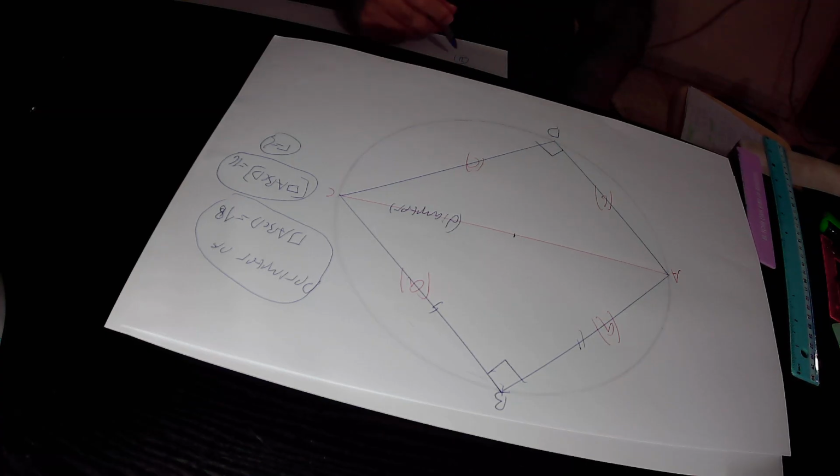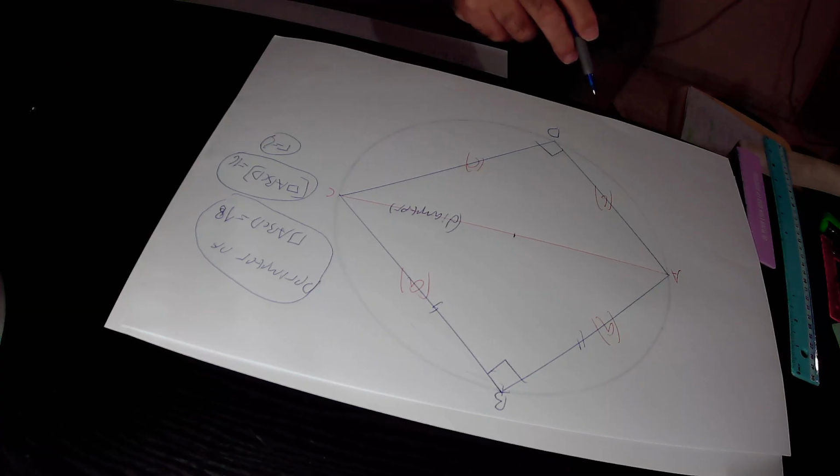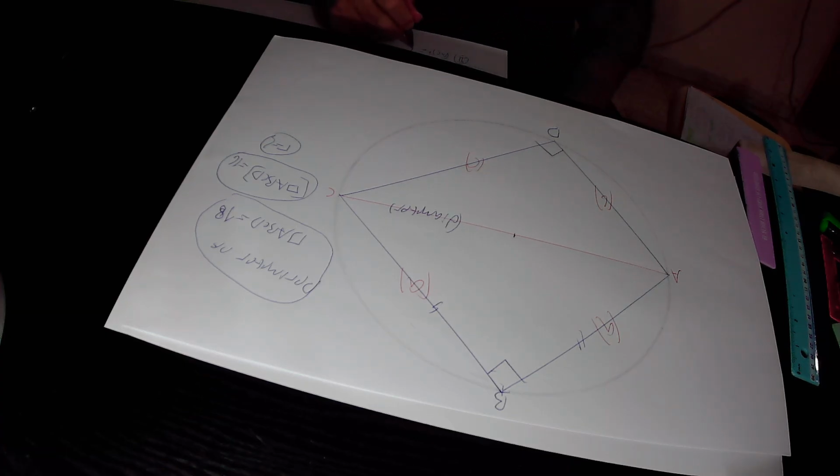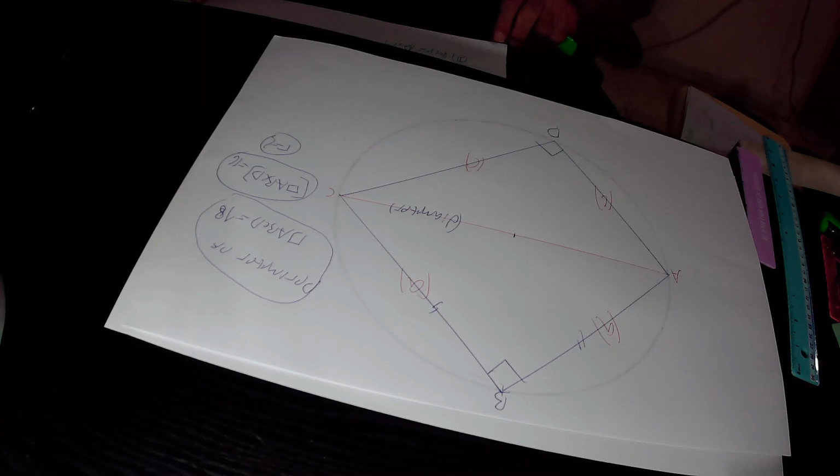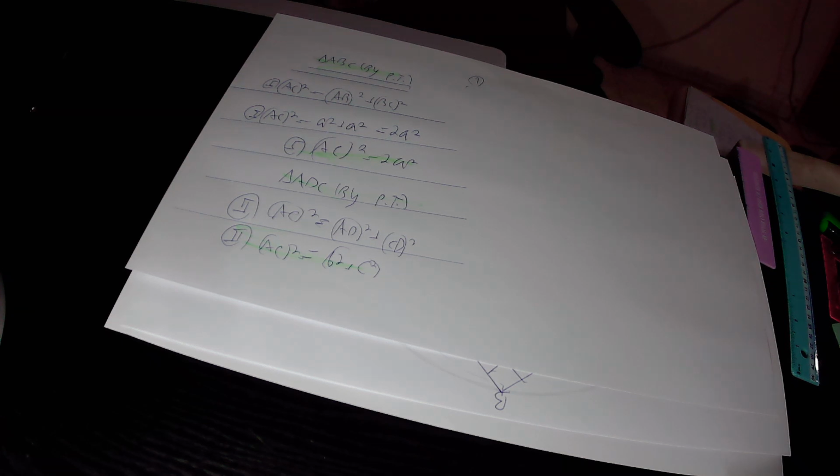AC is the missing side, so it is AC squared equals AD squared. AD is B, therefore AD squared is B squared, plus CD squared. CD is C, therefore CD squared is C squared. So in total, according to equation 2, we find that AC squared equals B squared plus C squared.